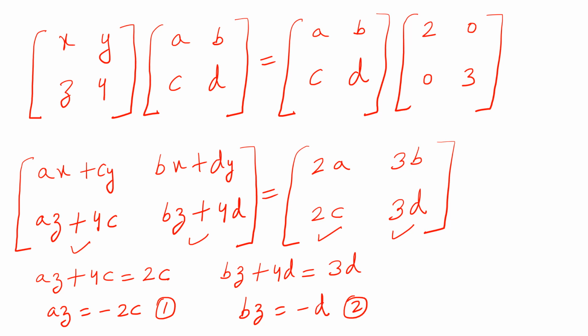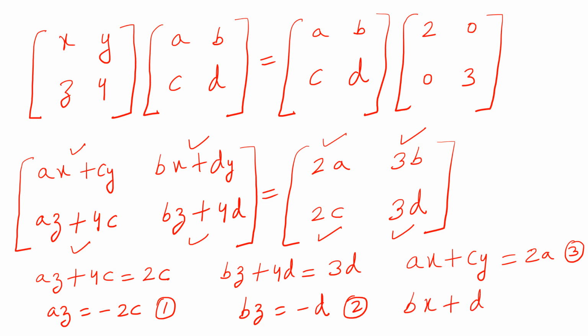Right? Now similarly, the third equation we can get by comparing these elements, and we get AX plus CY equal to 2A. I am calling this the third equation. And then the fourth equation we can get by comparing these two elements, and from here we get BX plus DY equal to 3B. I am calling this equation number 4. Now students, we move further.